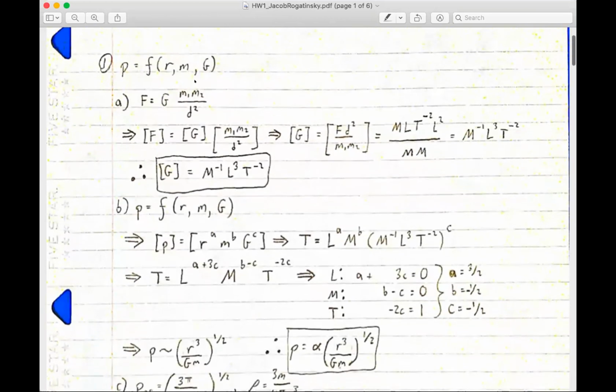Perfect. So yeah, I'll just get into it. P is some function of radius, mass, and the gravitational constant. The first part gives us some other relation: F is equal to the gravitational constant times m1 m2 over d squared. There's one term on each side, so we can equate the dimensions on each side to figure out the dimensions for G. We get that the dimensions of G equal the dimensions of F times d squared over m1 m2. If we write all those out and simplify, we get that the dimensions for G are L cubed over M T squared. So that's the first part.